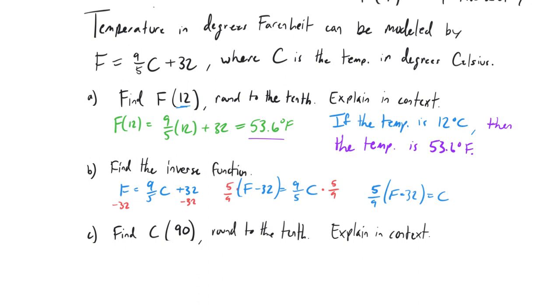So find C of 90. Here, right, the output should be C, the input should be F. So I'm going to plug that into here. So let's see, C of 90 equals 5/9 times 90 minus 32. So 90 minus 32 is 58. So 5/9 times 58. I'll put that in my calculator here. That's 32.2 repeating.